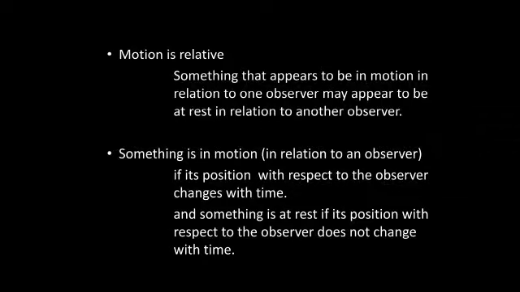What does it mean? Something that appears to be in motion in relation to one observer may appear to be at rest in relation to another observer. Also, something is in motion in relation to an observer if its position with respect to the observer changes with time. What does it mean? We can say an object is in motion if its position changes with time. And also we can say any object is at rest if its position does not change with time, of course with respect to the observer.